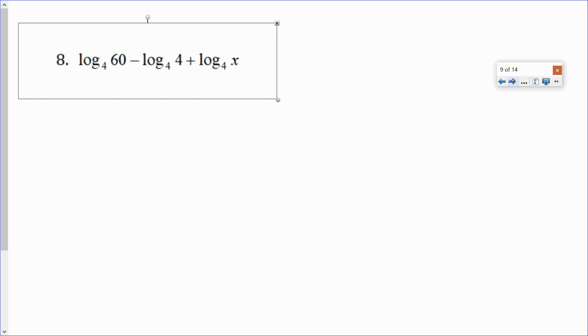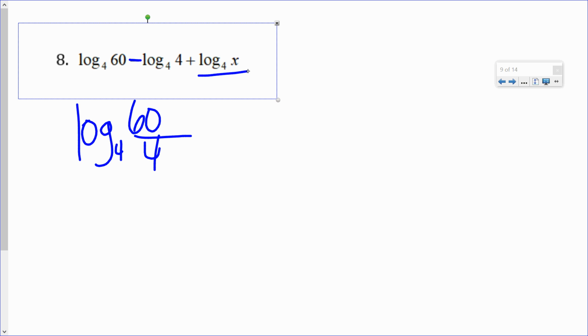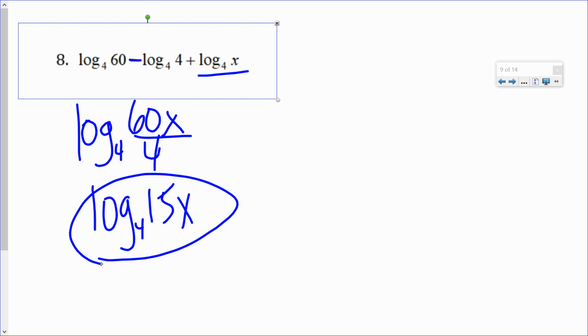Number 8 I asked you to do. I don't see any powers, so I just write log base 4. Subtraction becomes division, 60 divided by 4. Since it's plus log base 4 of x, that x goes on top. And if I can simplify it, I do. 60x divided by 4 is 15x. That's your answer.